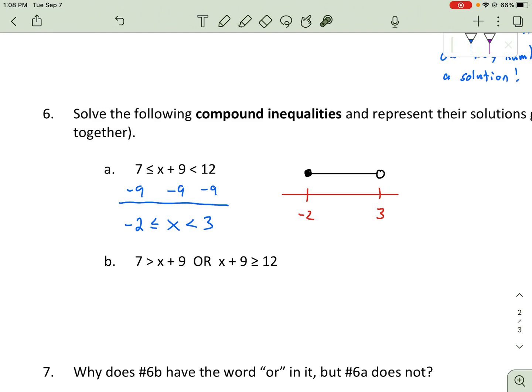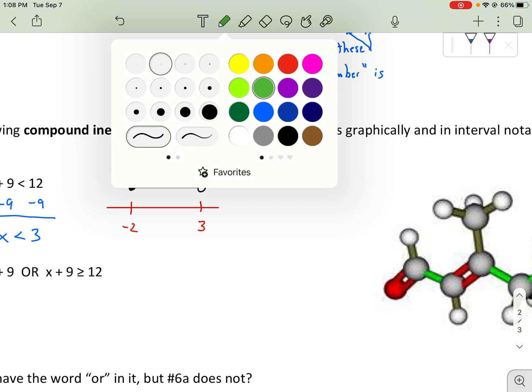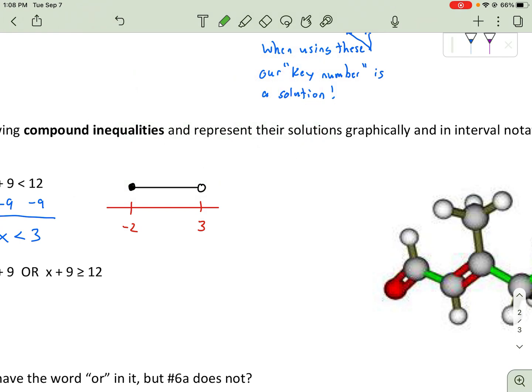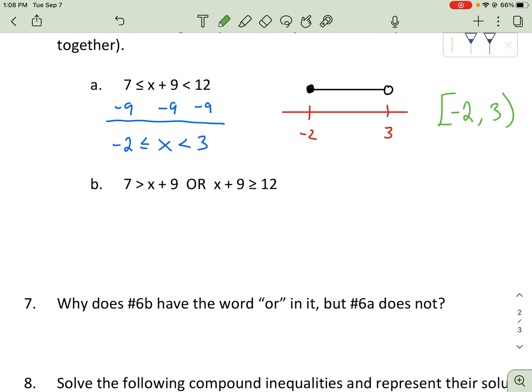This is called an AND problem, because both things have to be true at the same time, as opposed to the next problem, which will be an OR problem. Our interval notation is: the smallest number is -2, and we can equal -2, so it's a bracket. And the biggest number is 3, but you can't equal 3, so it looks like that. That's called an AND problem, because they both occur at the same time. You can be less than 3 at the same time that you're greater than -2.